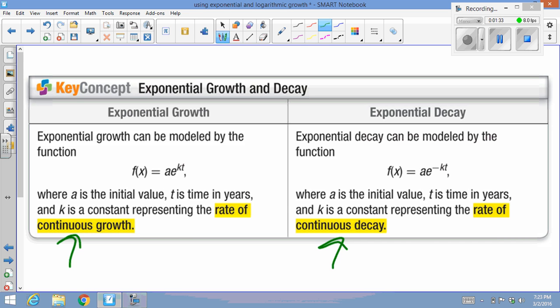Our a value is going to be our initial amount, the amount that we start with. t is going to be our time in years. And k is our growth rate or our decay rate.